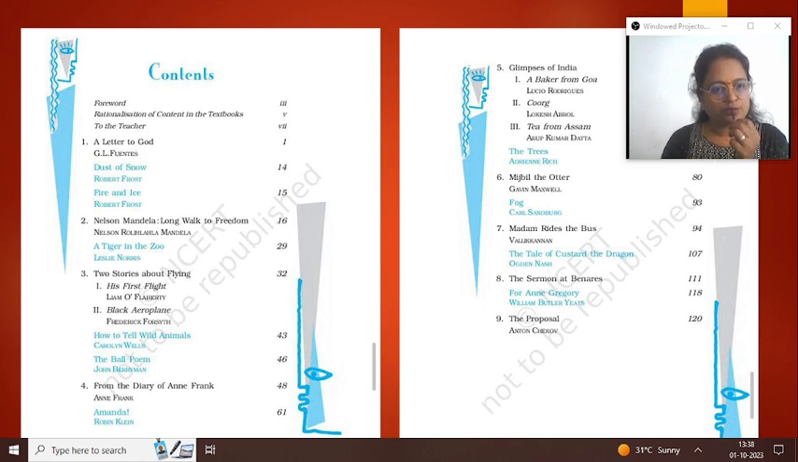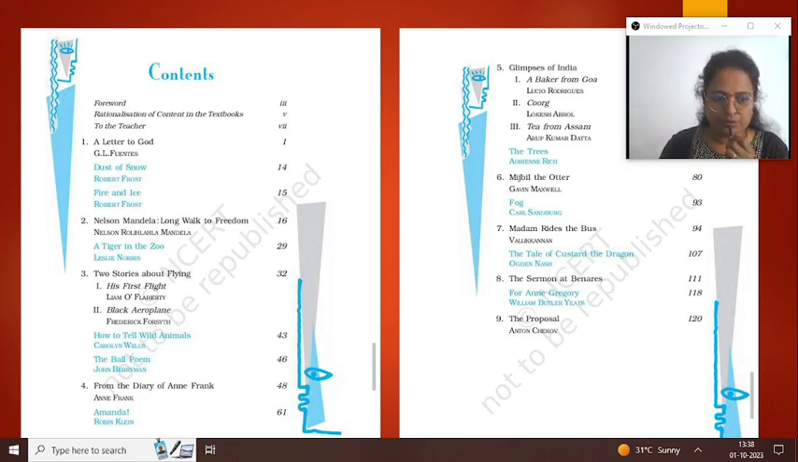Those who have last year's books, the old books, must be having 100 dresses. Both the parts have been deleted this year. Apart from that, all the lessons are there, which includes a Letter to God lesson, and in that there are 2 poems, A Dust of Snow and Fire and Ice.